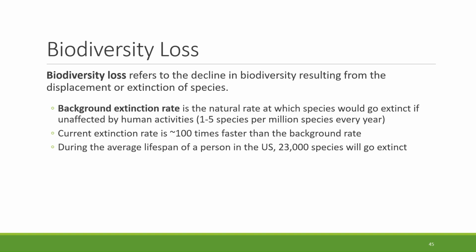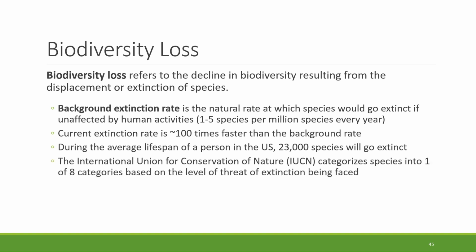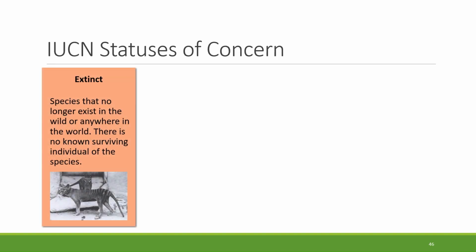And there's a classification system used by an organization called the International Union for Conservation of Nature, or the IUCN, which categorizes each species based on how urgent the level of concern is for its continued existence. On one end of the IUCN classification spectrum is organisms that are already extinct. So this means organisms that no longer exist anywhere in the world. They're not in the wild, they're not in captivity, they are not anywhere.